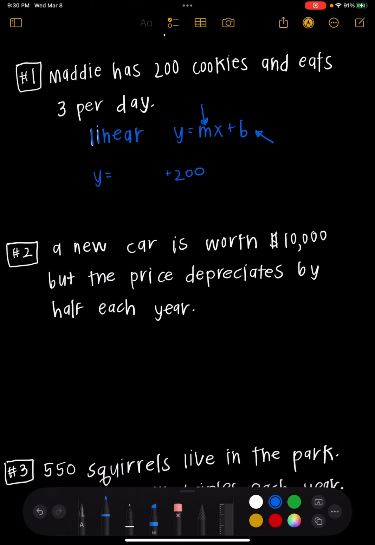Well, she eats 3 cookies per day, which means that it's taking away 3 cookies from our starting value. So instead of putting just 3x, what I'm going to do is say minus 3x. The reason why I put negative 3x on there is because I'm losing 3 cookies a day. I'm eating 3 cookies a day, which means I have less cookies every day. But this is our equation, our linear equation, to represent the word problem.